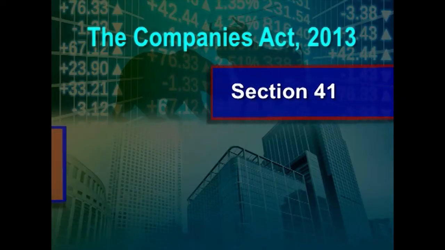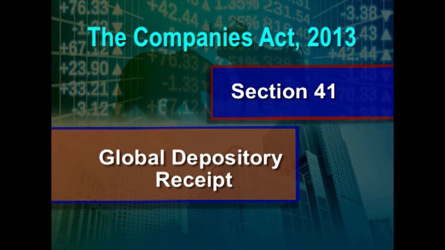Section 41, Global Depository Receipt. A company may, after passing a special resolution in its general meeting, issue depository receipts in any foreign country in such manner and subject to such conditions as may be prescribed.